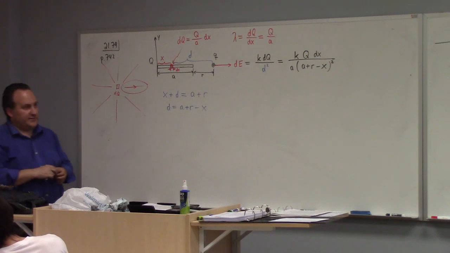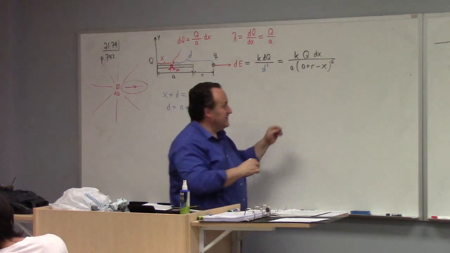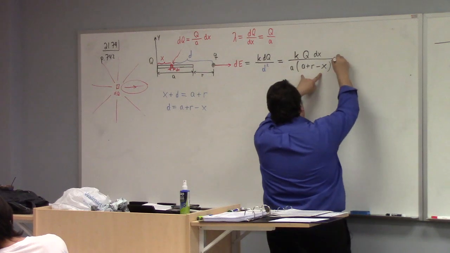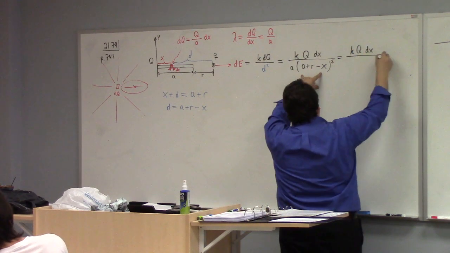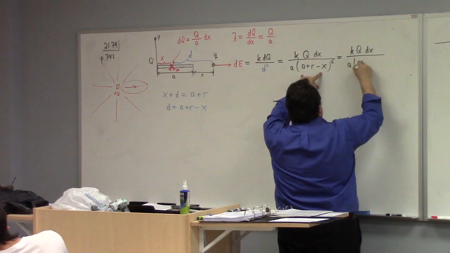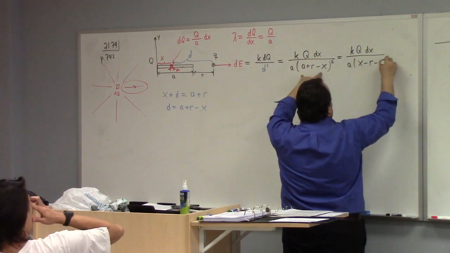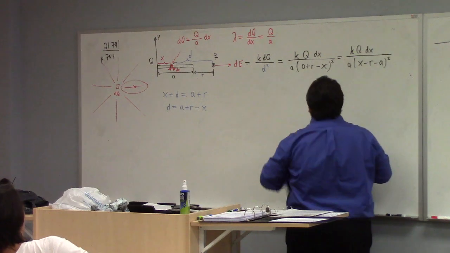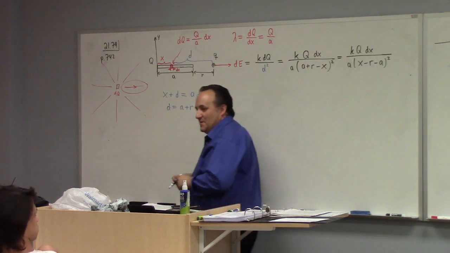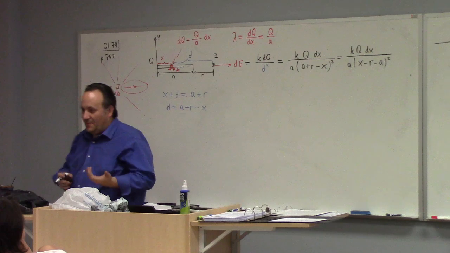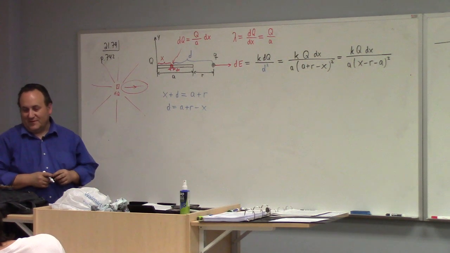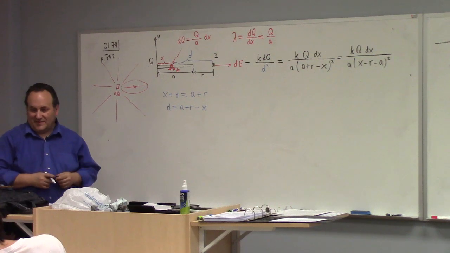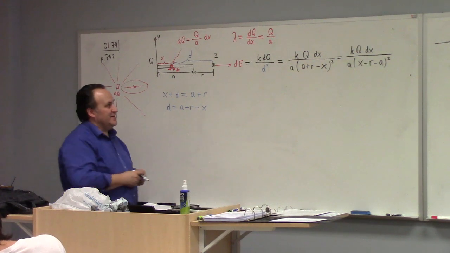Now, here's a math trick. I hate minus x, but I've got a square here. So let's trade that for a kq dx over a times x minus r minus a quantity squared. I feel like that's going to make the math better for me. I could be wrong. It probably doesn't matter, but that's what I did. Watch me just create a giant circle of minuses here. But anyway, can you integrate that?